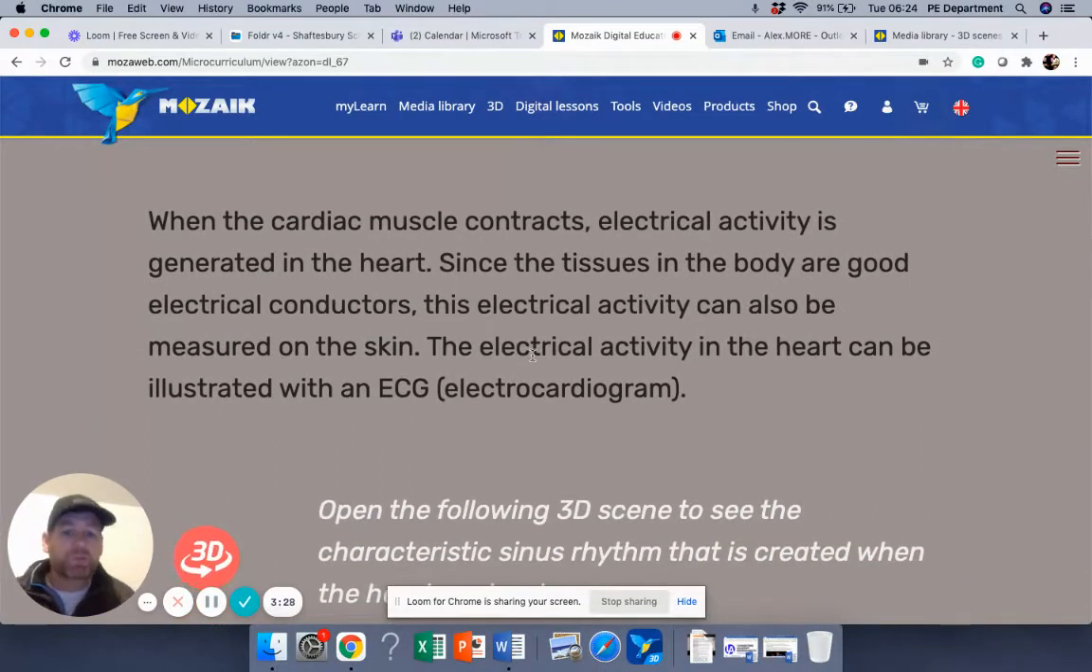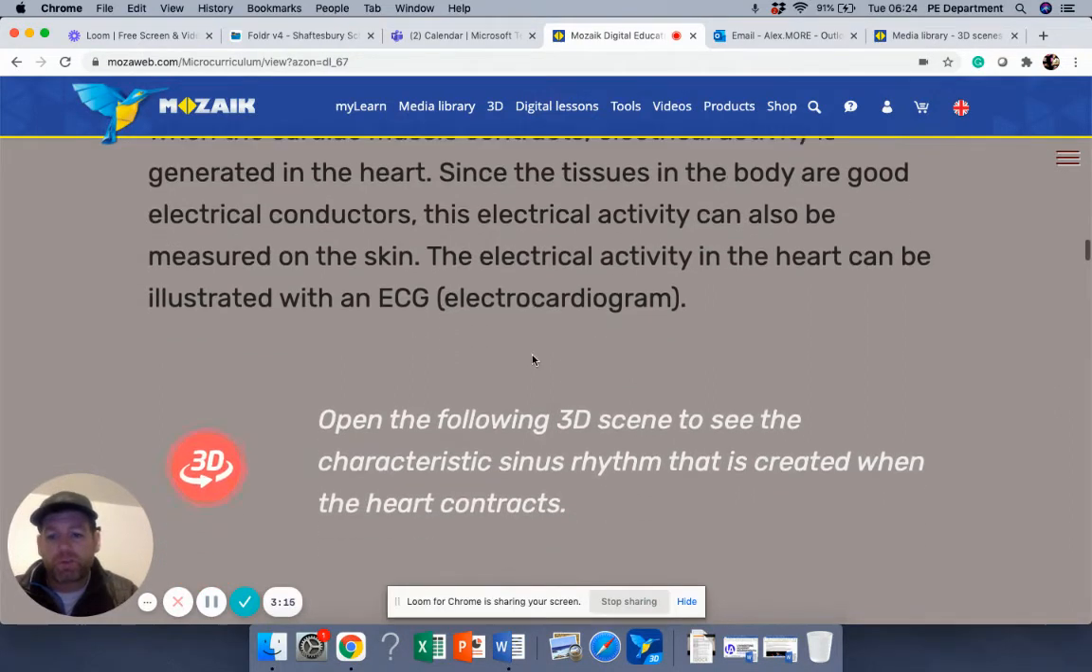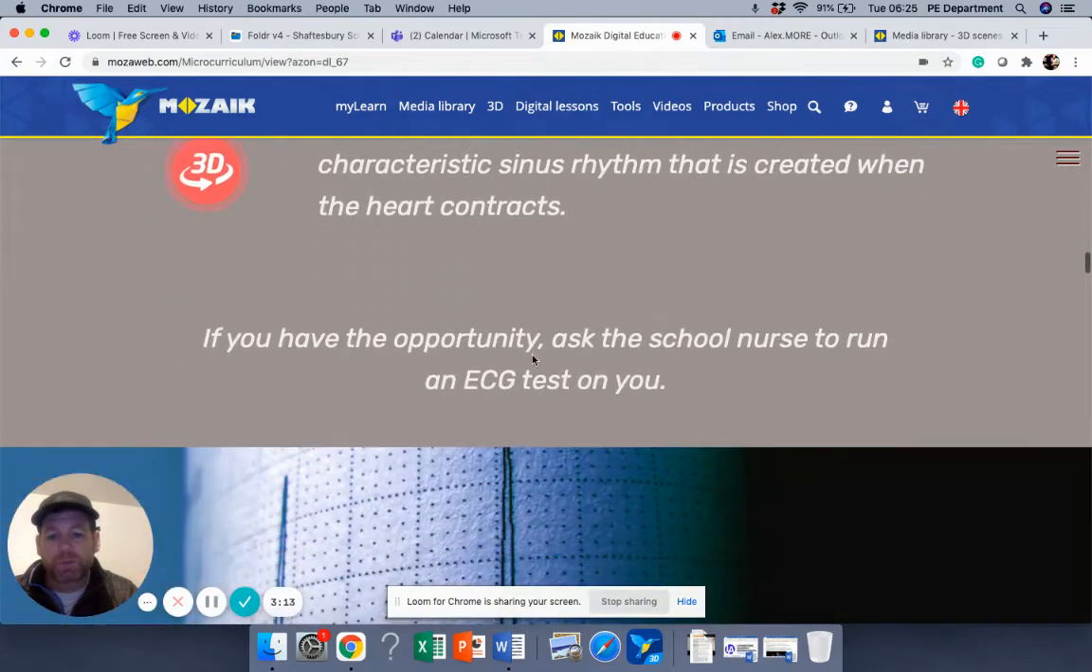When the cardiac muscle contracts, electrical activity is generated inside the heart. And since the tissues in the body are good electrical conductors, this electrical activity can be measured on the skin. This is called an ECG, which you may have heard doctors and nurses talk about in hospitals.